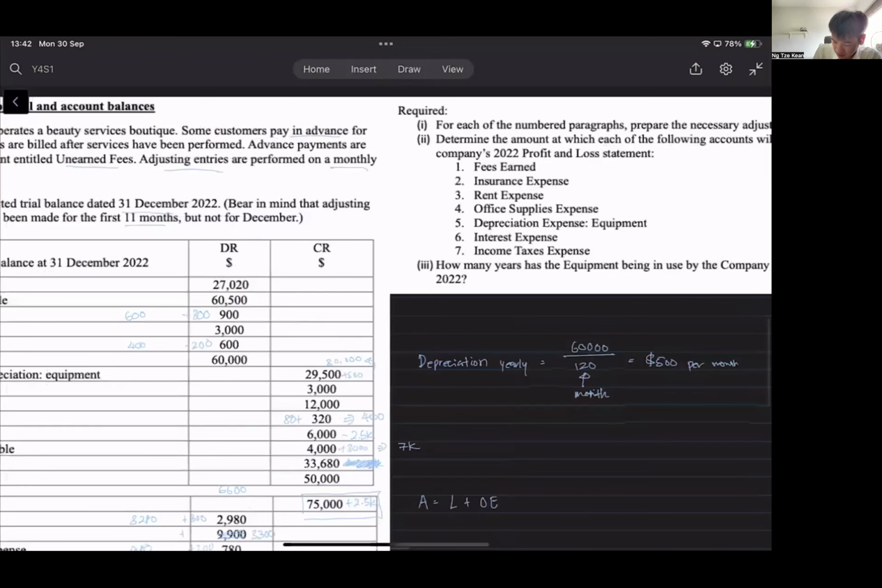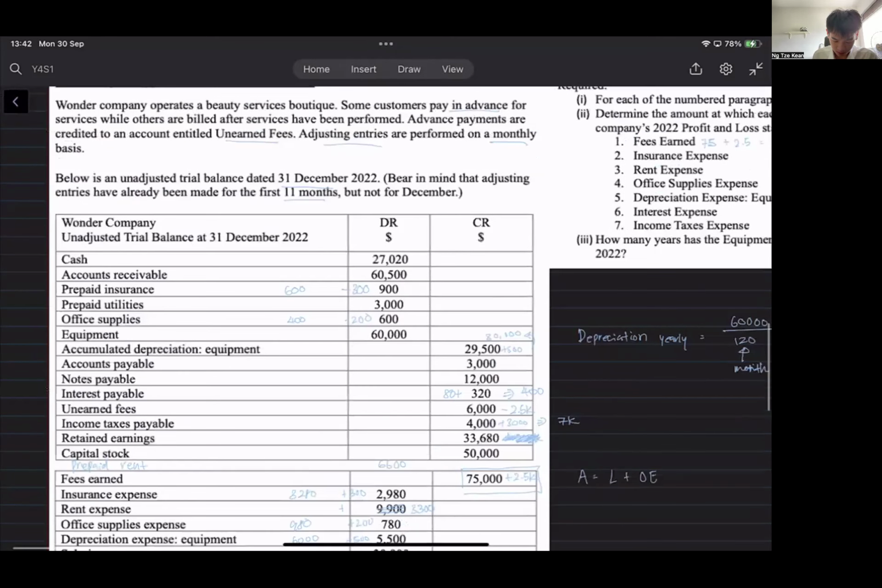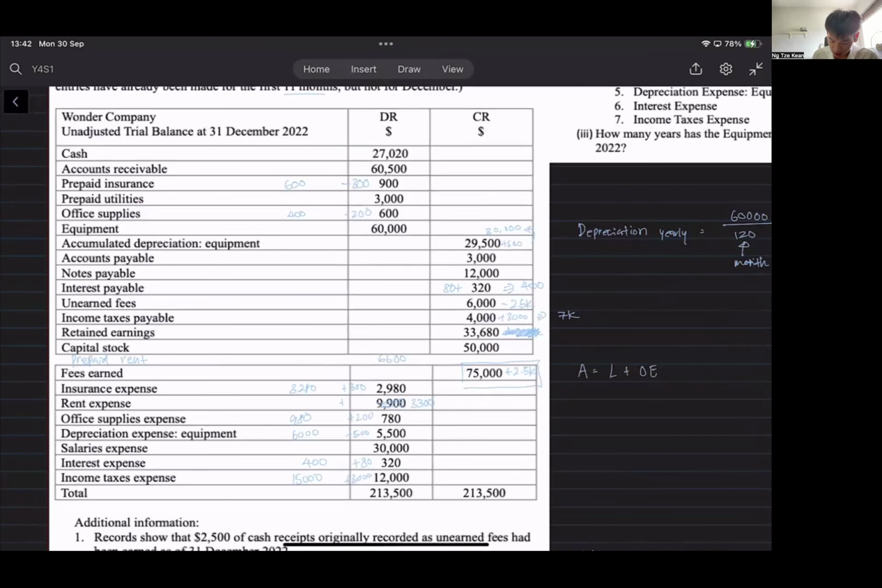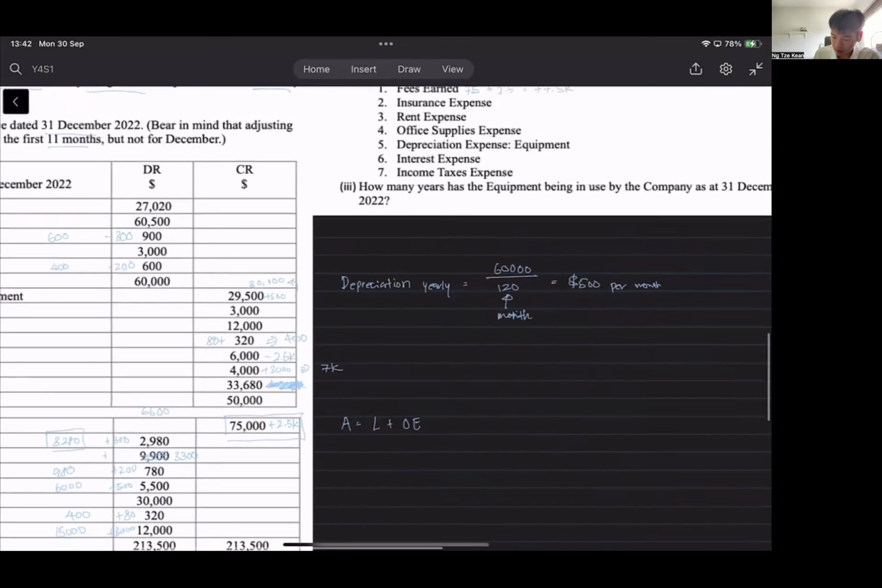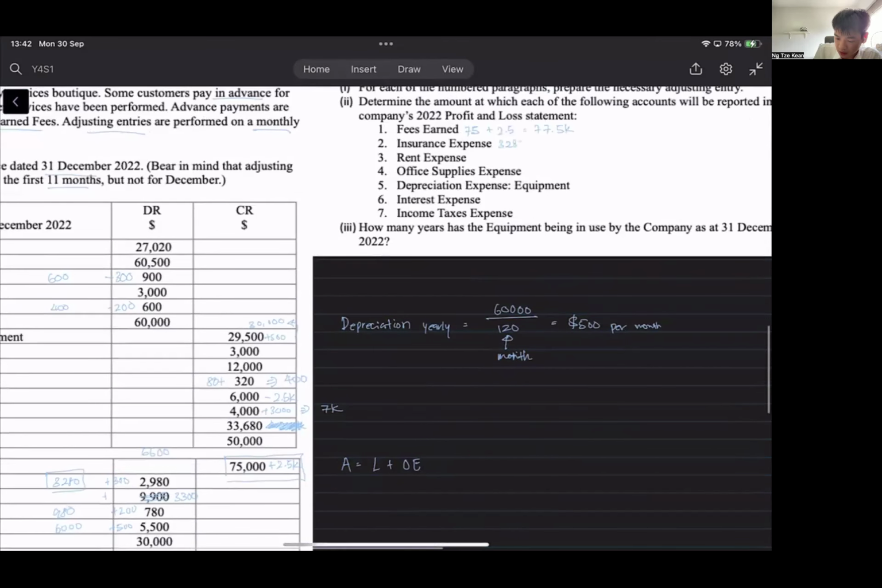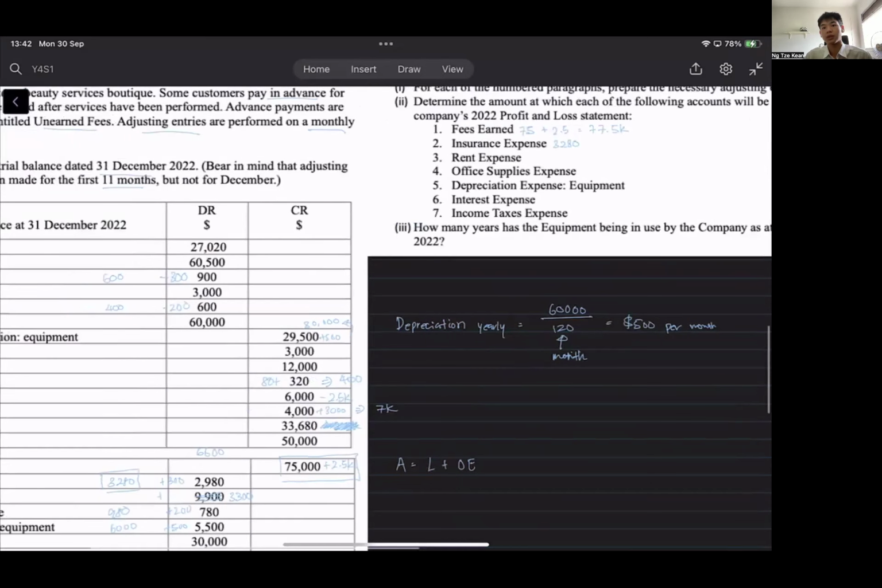75,000 plus 2.5. It will give you 77.5 thousand. For your insurance expense, we have an addition of 300, right? So this would be the final value, 3280. 3280. Okay.